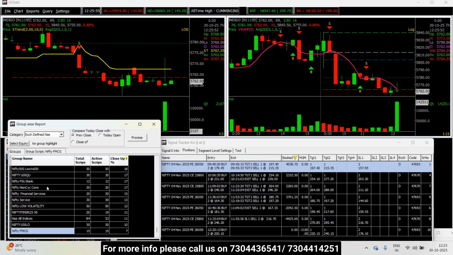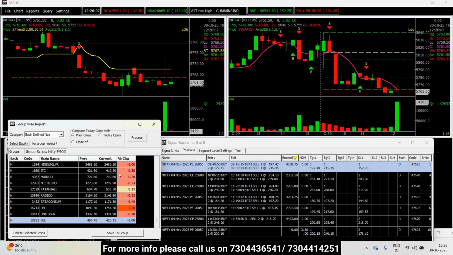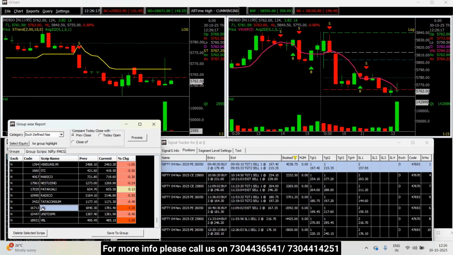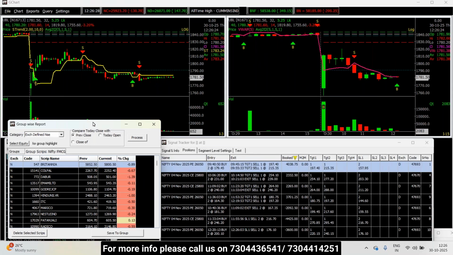Coming to the groups, the least one is Nifty FMCG. If I open FMCG stocks, everything is in red color. So it's not supporting Nifty at all. If Nifty is going in uptrend, then it's going in the downtrend. If Nifty is going in downtrend, then it's going in the uptrend. So for example, UBL is in complete red color. If I open UBL, then you can see it's not supporting the Nifty. In this way, you can analyze which indices have been performing well.